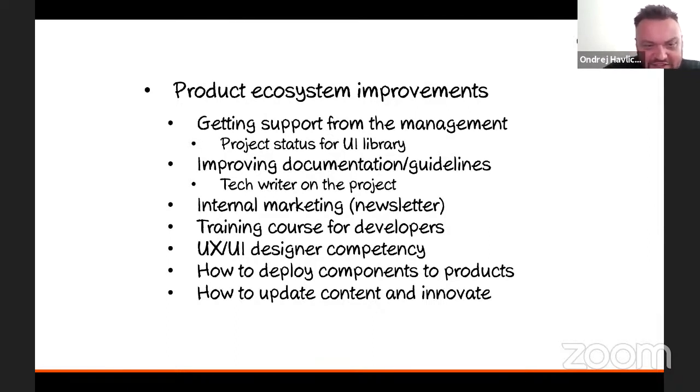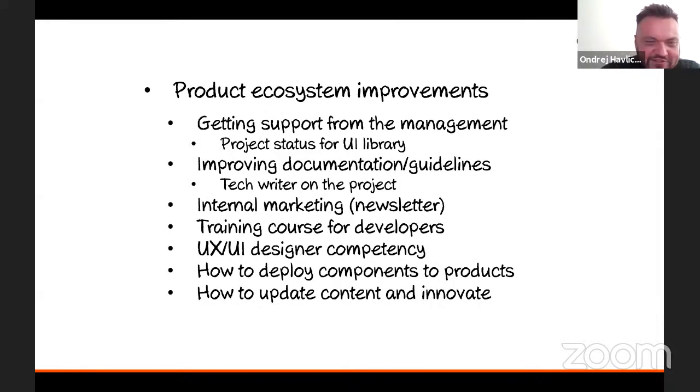We have a dedicated technical writer on the project, which is a good thing because now I can say that the design system documentation is professional. We focus on internal marketing, so not only to the management and key stakeholders, but we issue a monthly newsletter, basically listing or summarizing what's new in the design system and in the world of the UI components.